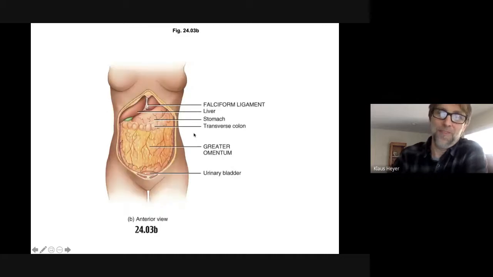Oh, wait. See that one? Falciform ligament? That's the second one.